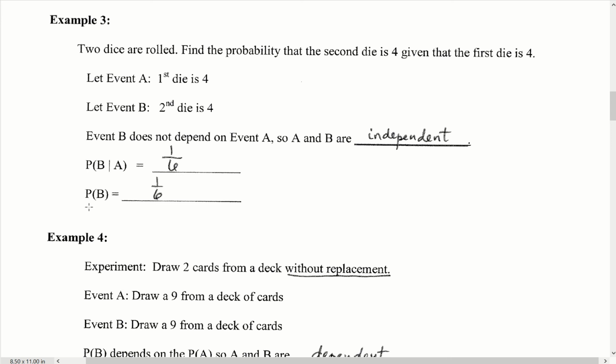Similarly, the probability of just rolling a 4 in general would be 1 out of 6. So because the probability of B given A is equal to the probability of B, we would say that events A and B are independent. And intuitively, this should make sense because whatever happened on one roll of a die isn't going to impact or influence what's going to happen on the second roll.